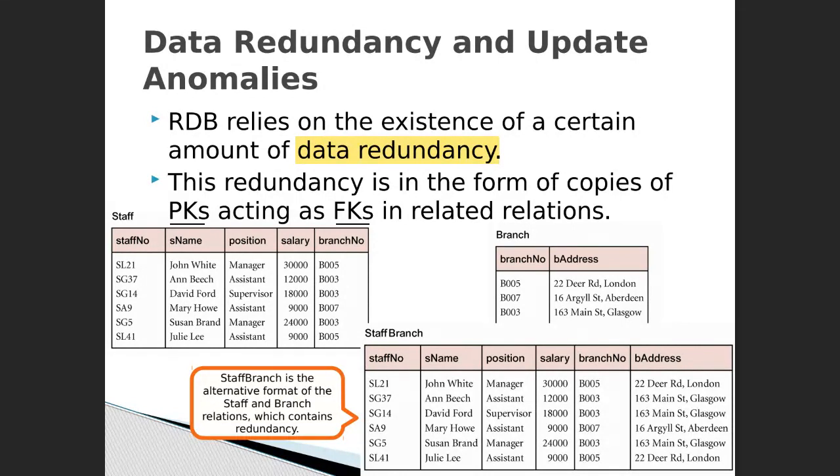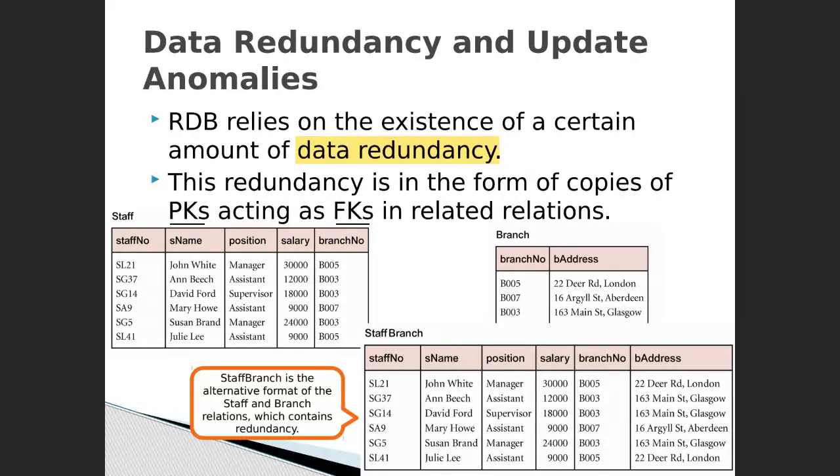Let's focus on these three relations: the staff relation, the branch relation, and the staff branch relation. The staff relation will include a number of attributes, for example staff number, staff name, position, salary, and branch number. On the other hand, we have the branch relation, including branch number and branch address. Now when we combine these relations together, there will be the staff branch relation.